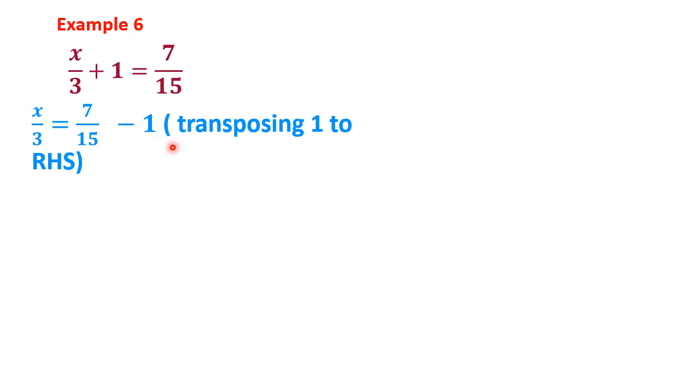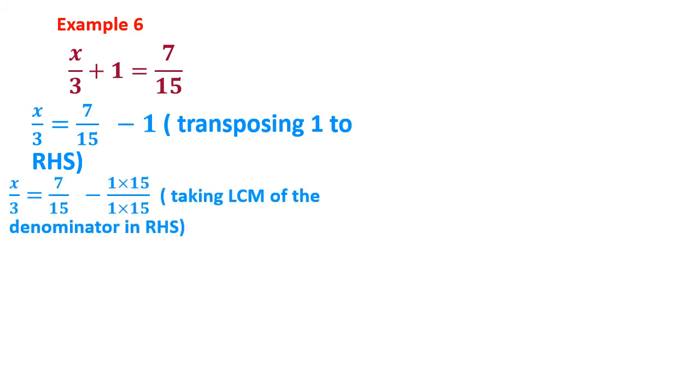But as you can see, this 1 is in the form of an integer and we have to convert it into a rational number. Now why? Because we already have 7 upon 15, so we need a rational number to subtract it. What is the method to convert an integer into a rational number? Divide it by 1, which we have already learnt in chapter 1. Now I have divided this 1 by 1 and converted it into a rational number.